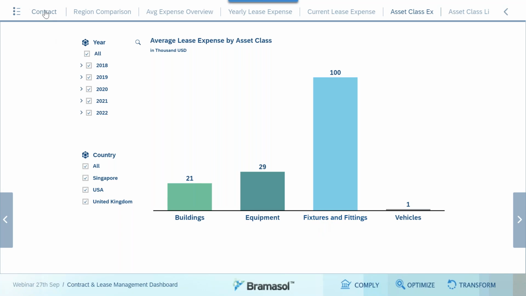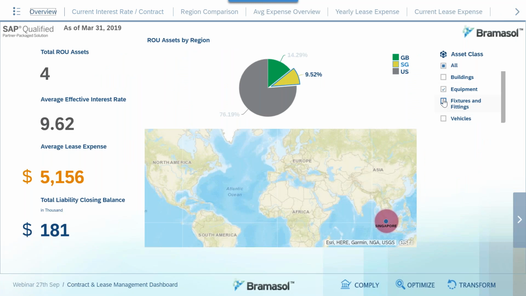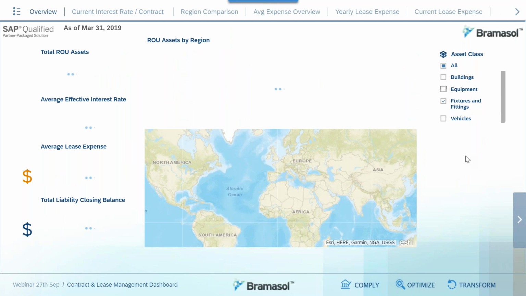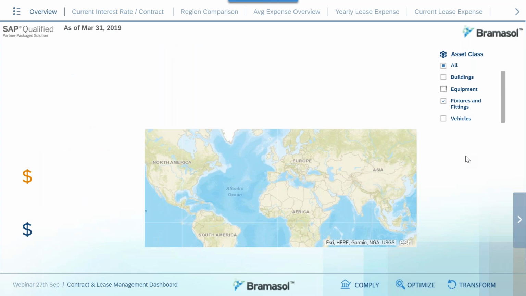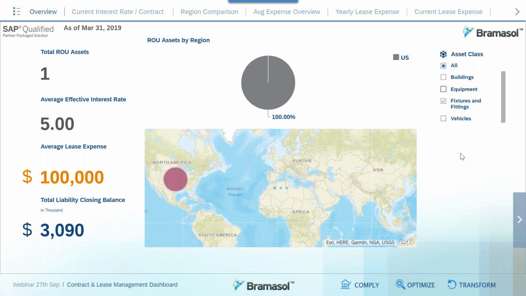So I'll go back to our overview dashboard, and now I select fixtures and fittings. I'm going to get a slightly different view into the true picture of that asset class. What it's going to show me is that there's actually only one asset out there, and the average lease expense is $100,000.